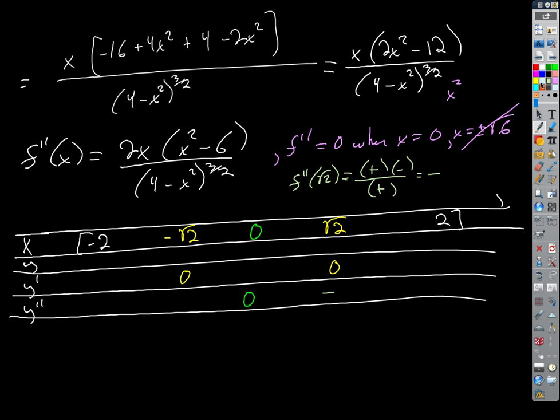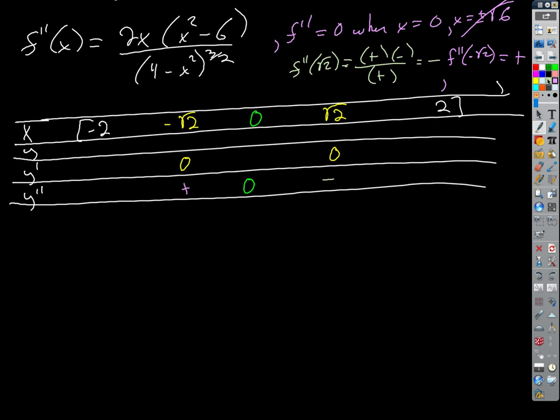What's it going to be for negative radical 2? We get negative times negative over positive, right? For an overall sign of positive. So what's that tell us? What do we got going on here? Yeah, we got a horizontal tangent, right?